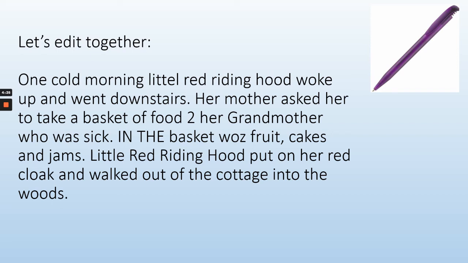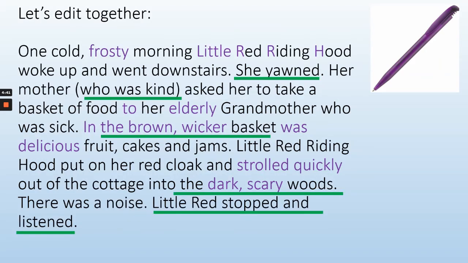Okay, let's see if you spotted any of the mistakes or edited any of it like I did. So, one cold frosty morning, I've added in more detail there, Little Red Riding Hood. So little was spelt wrong and we need capital letters for Little Red Riding Hood. They all need to be capitals. Make sure, if you haven't done that, to look back over your work from yesterday and make sure they're all capitals. Woke up and went downstairs. She yawned. I've got my simple sentence in there. Her mother, who was kind, asked her to take a basket of food to her elderly grandmother. I use the number 2. Do we write that when we write 2? No. T-O. To her elderly grandmother. More description of the grandmother who was sick.